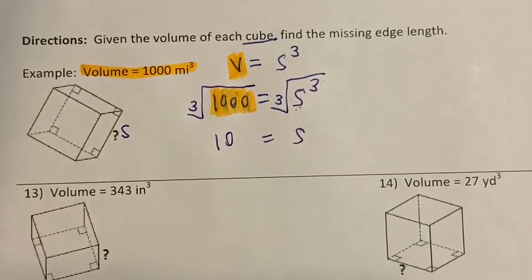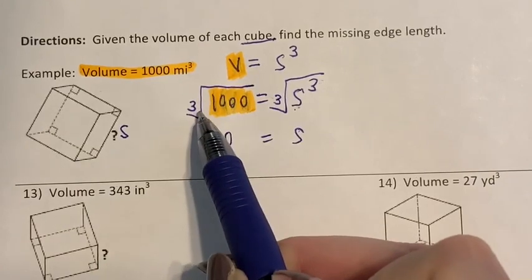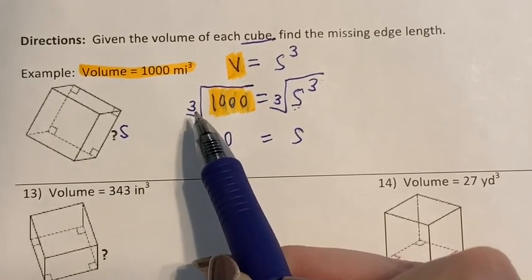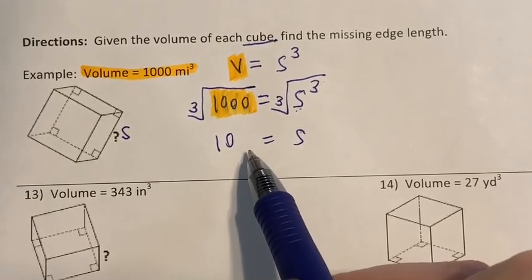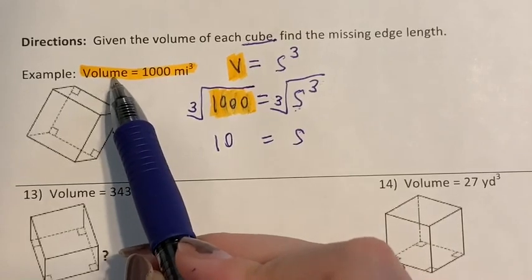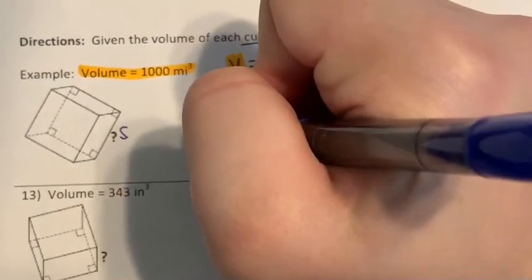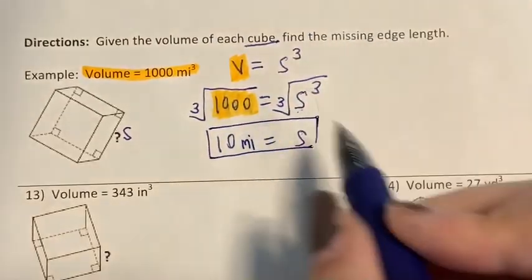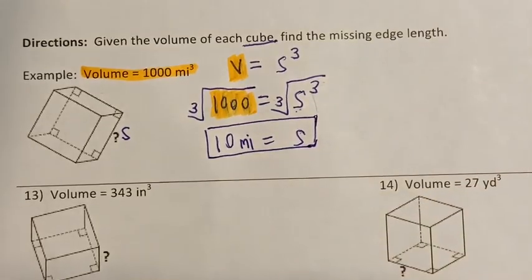If you're using the Desmos calculator, there is this cube root button. So just be very careful. Make sure you are taking the cube root, not the square root for volume here. And then I need some units on this. So when I look at my figure, there are no units on my cube. But when I look up here at the example, it was cubic miles. So then my unit, if it's just the side length, would have to be just the unit by itself, just plain units. So it would just be 10 miles.